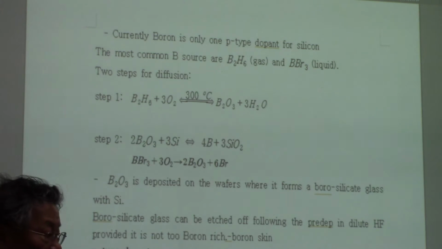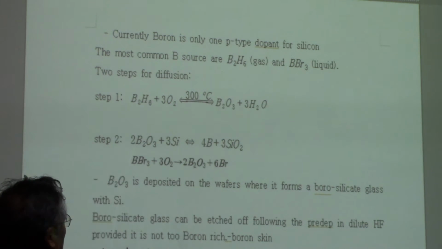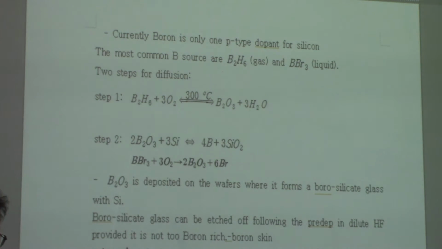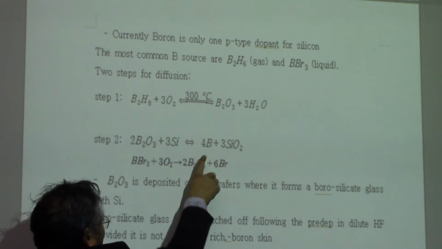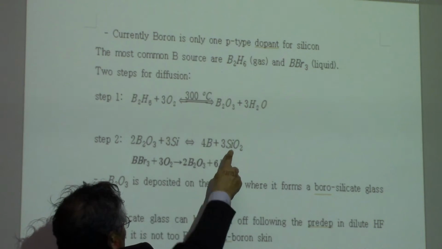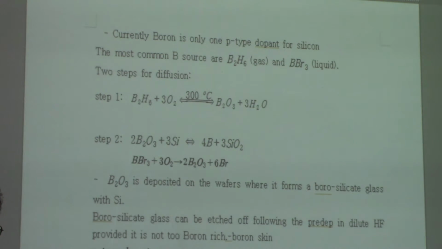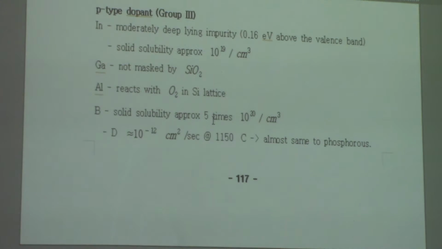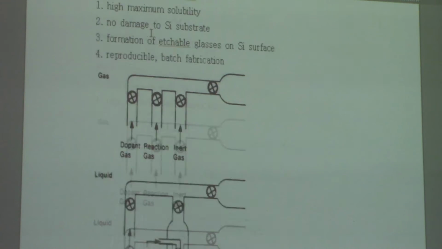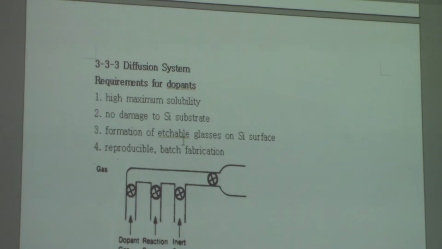And this boroxide is moved to the high temperature zone for step 2. In this high temperature, 900 to 1100 degrees centigrade, the boroxide is reduced by the silicon to produce elemental boron and silicon oxide. So this silicon oxide is formed on top of the silicon during the doping, or diffusion, process.